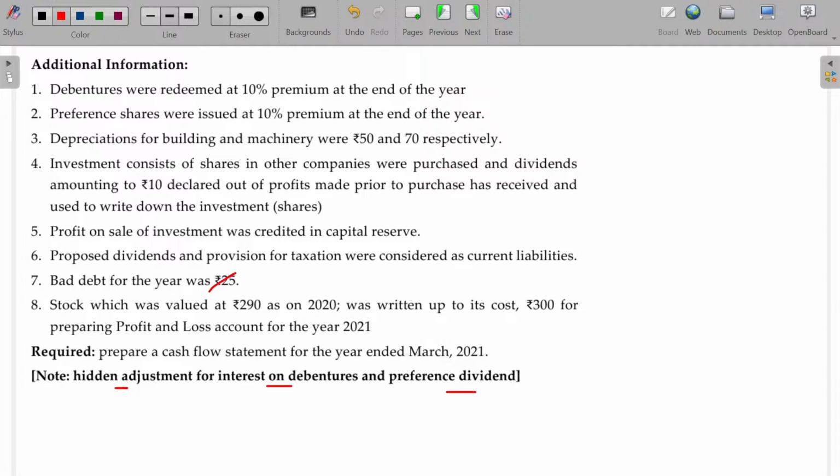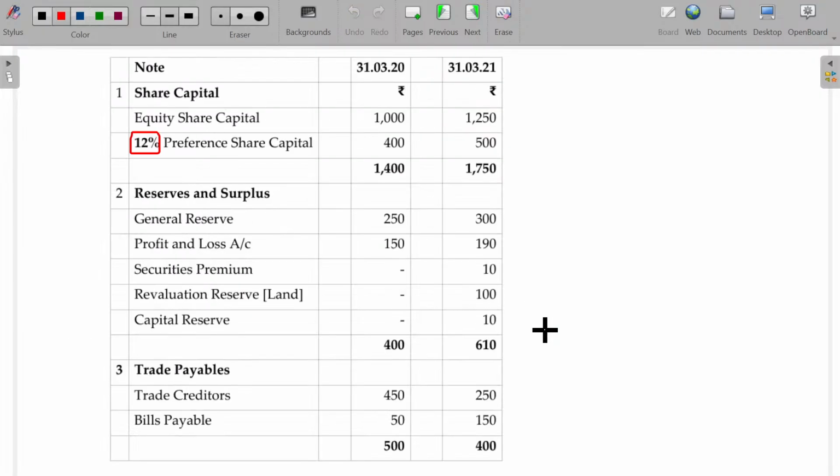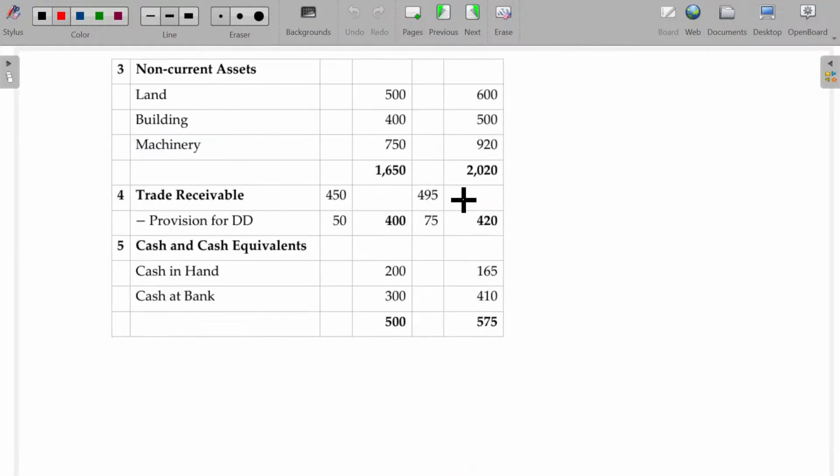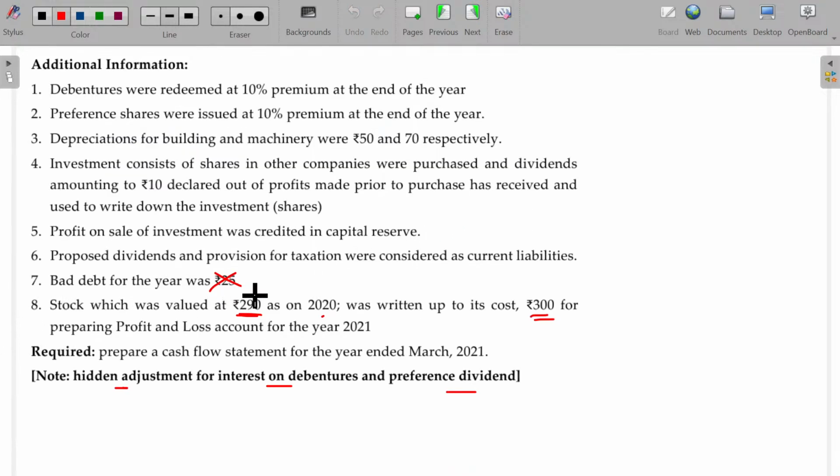And I skip the bad debt. Okay, bad debt provisions will be skipped. Eighth one, stock which was valued at 290 was written up to cost 300. So 2020 we valued at 290, thereafter it is revised as 300. Here itself we have shown the revised value. The revised value included in the profit also. So no need to do any adjustments. So you forget about this one. Sometimes you need to adjust, but here not required. Everything is proper.